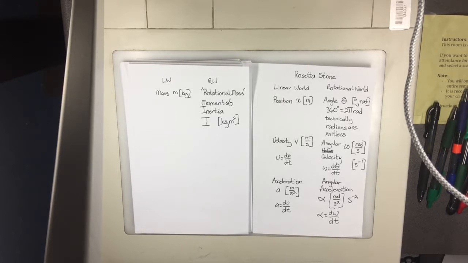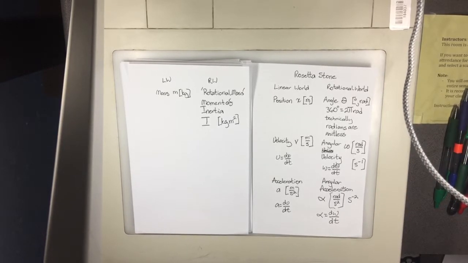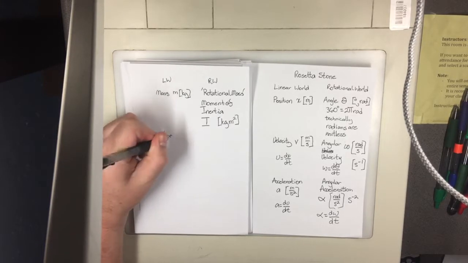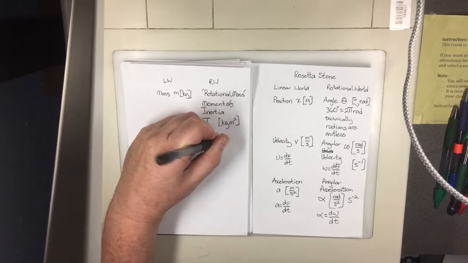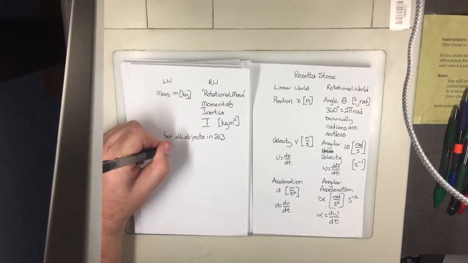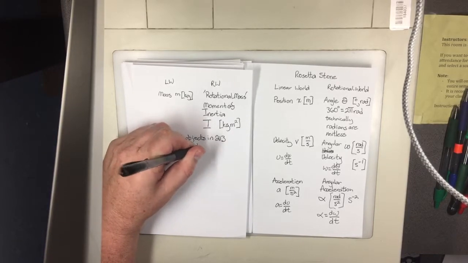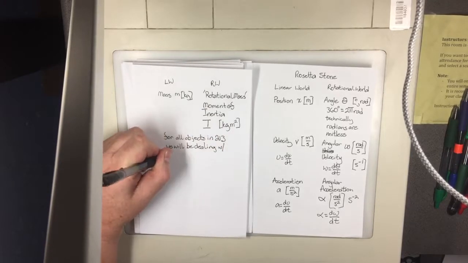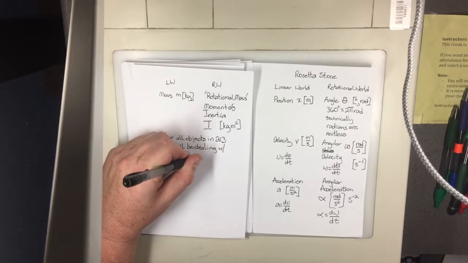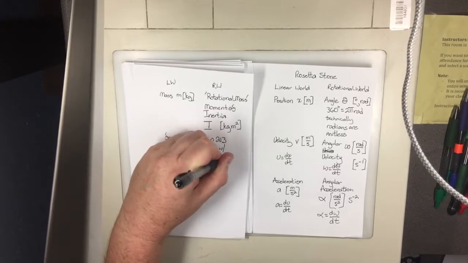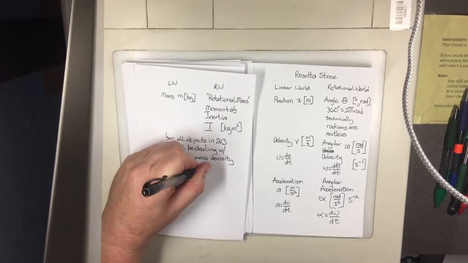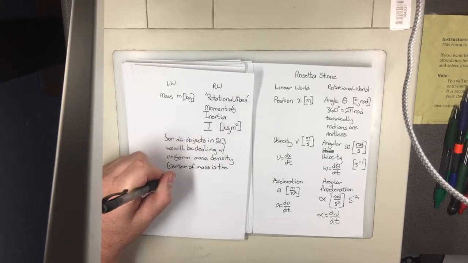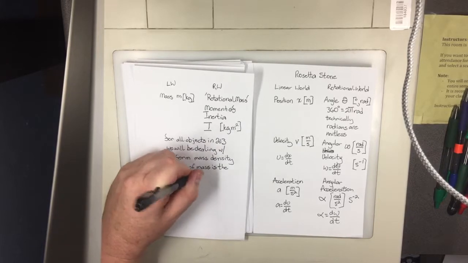Now, for all objects in 213, we will be dealing with uniform mass density, i.e., the center of mass is the center of the object.